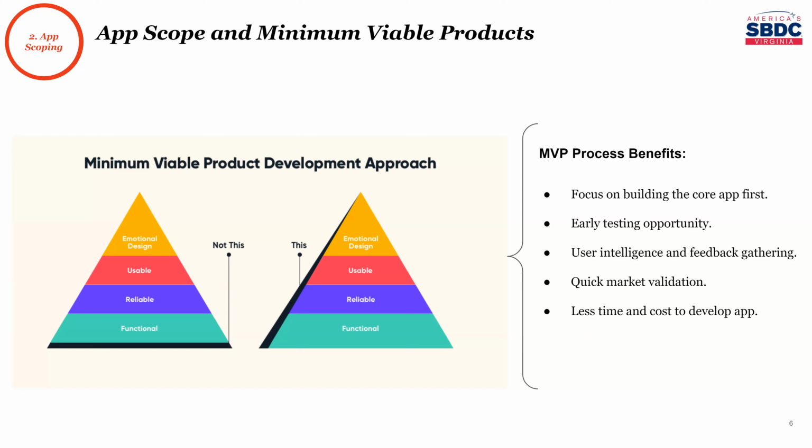But also, if your app is going to end up not working or failing or require you to pivot and change it significantly, it's much better to find that out once you've developed and invested 10 or 20% of the time and the money versus building out the entire app. So that's the benefit of the MVP approach. As I said, it's going to focus on building that core app first. It's going to give you the early testing opportunity. It's going to give you quick market validation, and it's going to take less time.